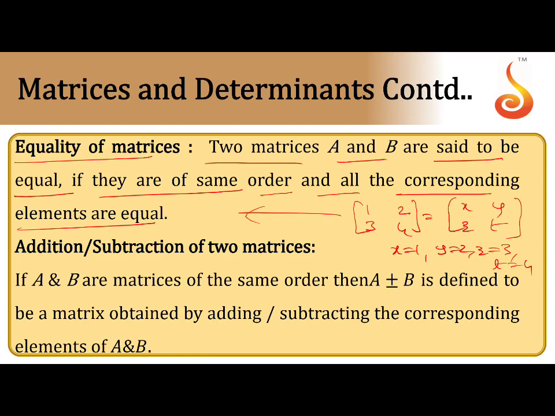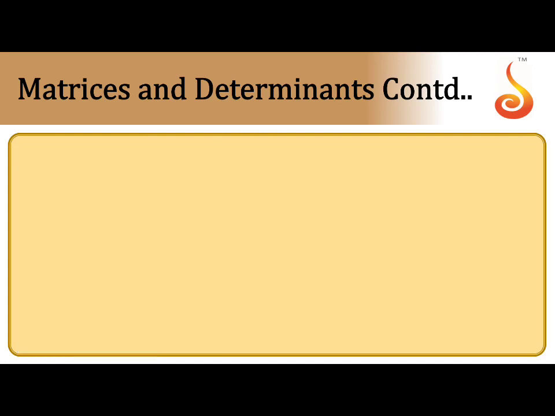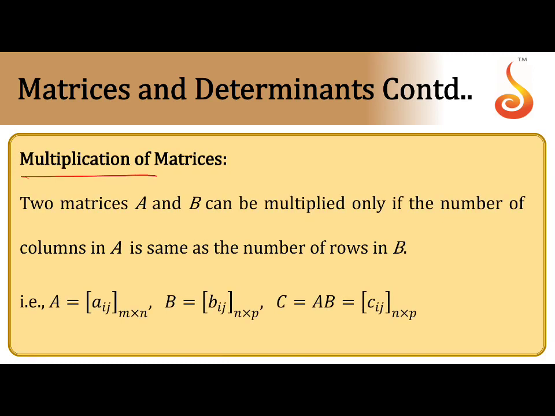Next, addition and subtraction of two matrices. If A and B are two matrices of the same order, the condition being that when you add two matrices they should be of the same type, then A plus B or A minus B is defined to be the resulting matrix obtained by adding or subtracting the corresponding elements of A and B. Addition means corresponding elements are added. Subtraction means corresponding elements are subtracted. So the resulting matrix is the addition or subtraction of the two matrices. Clear?